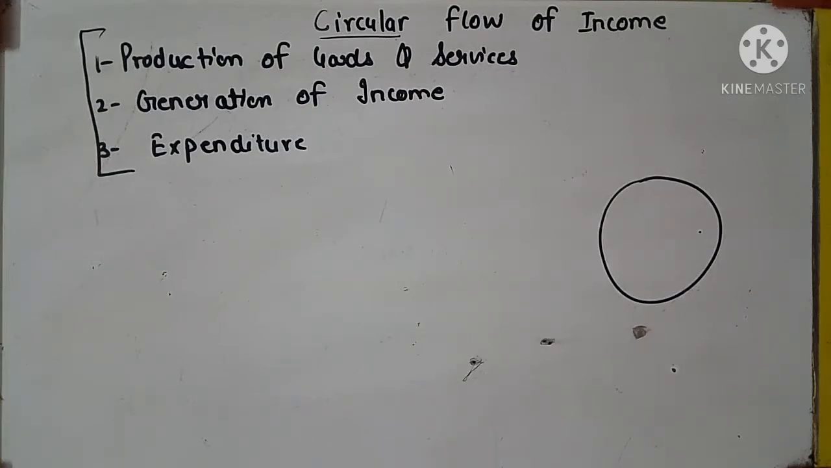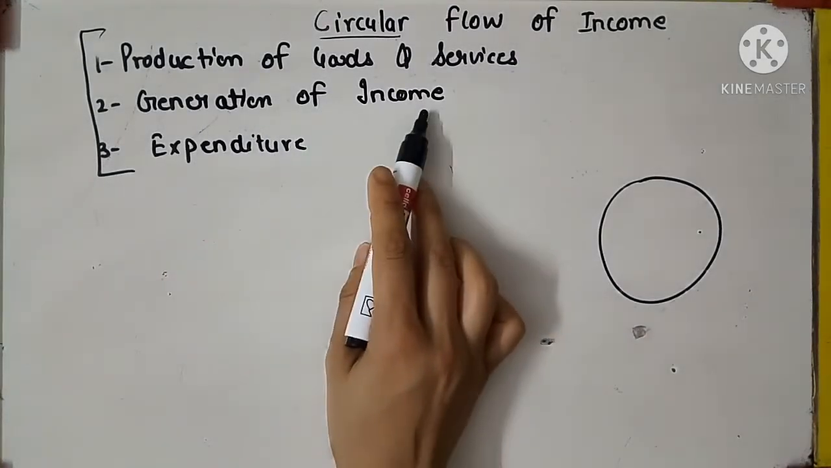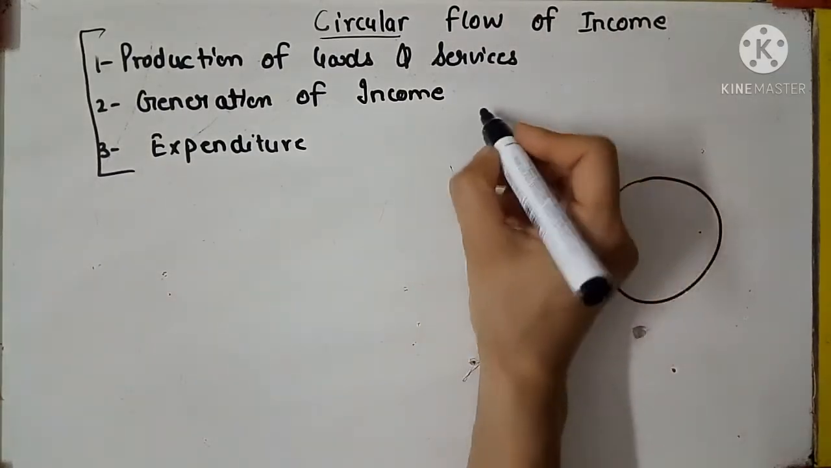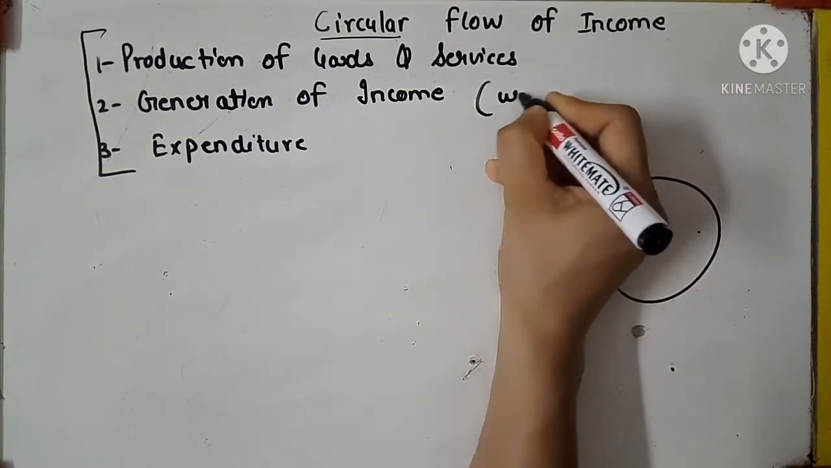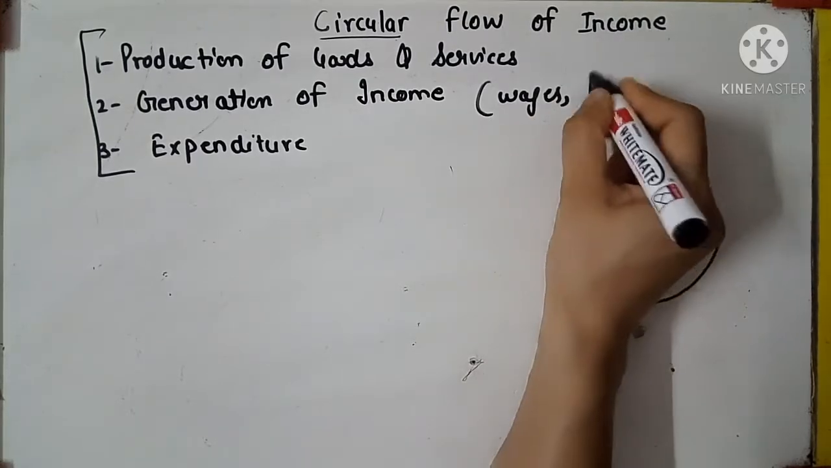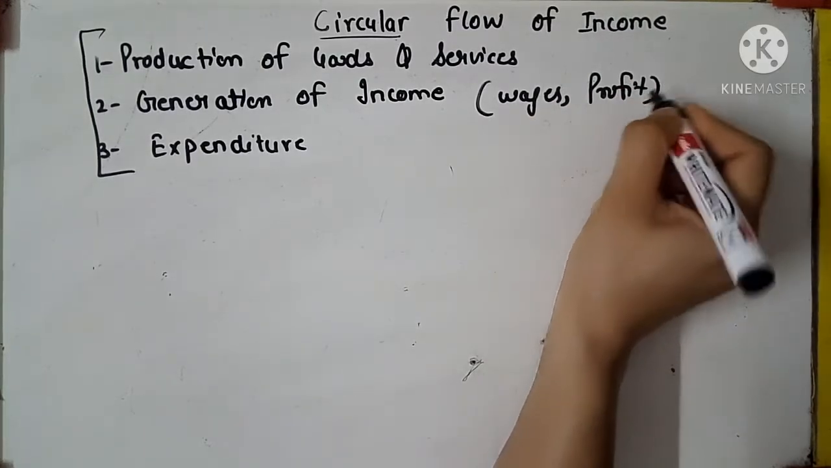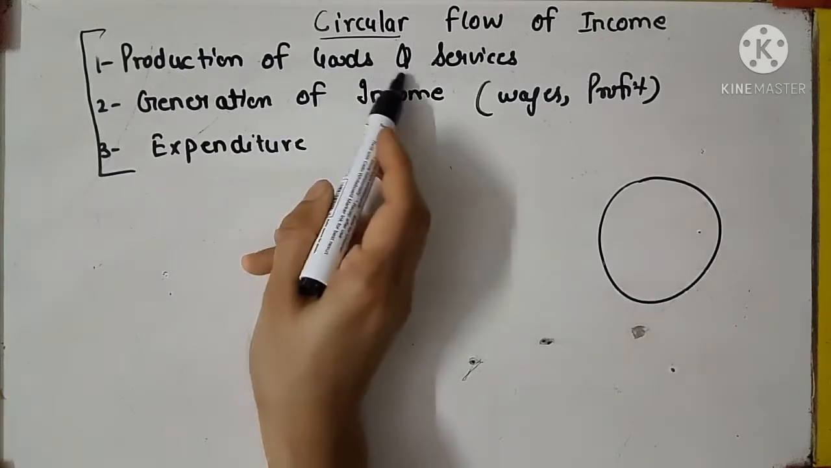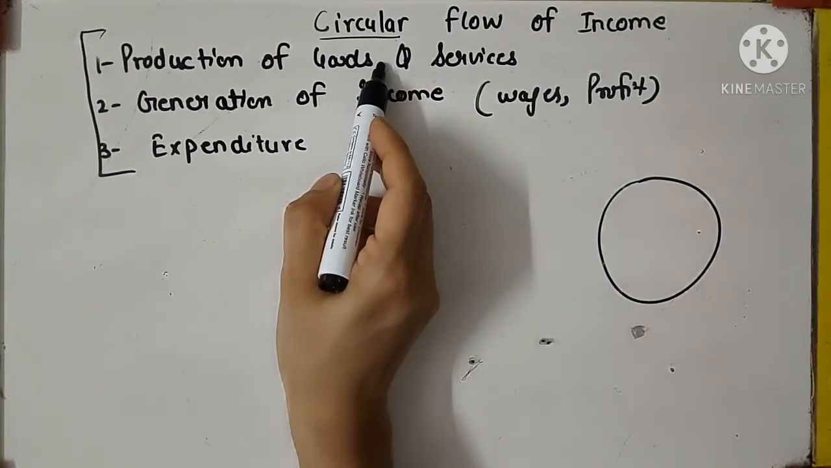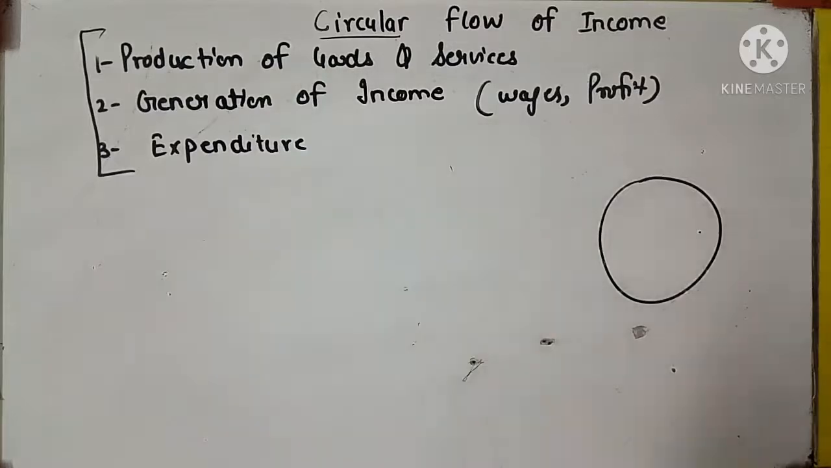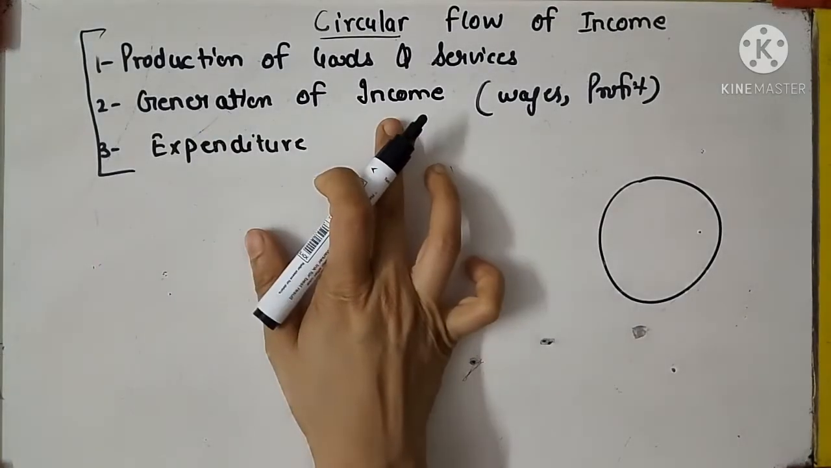The second activity is generation of income. Generation of income is in the form of wages, profit, rent. If the production of goods and services exists, then how is it produced? It is produced with the help of factors of production, and by using the factors of production, they also give income to the owners of the factors of production, and they generate the income.